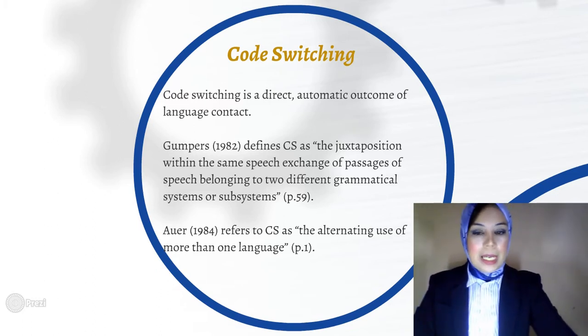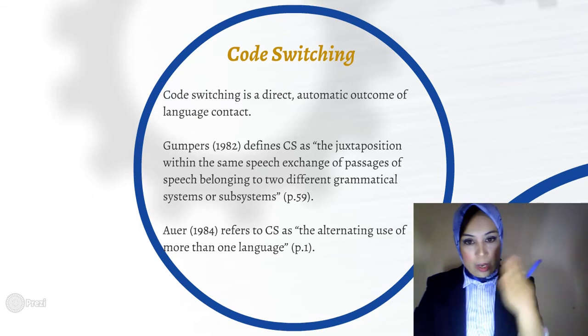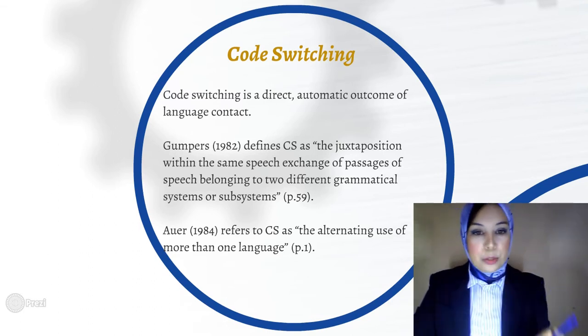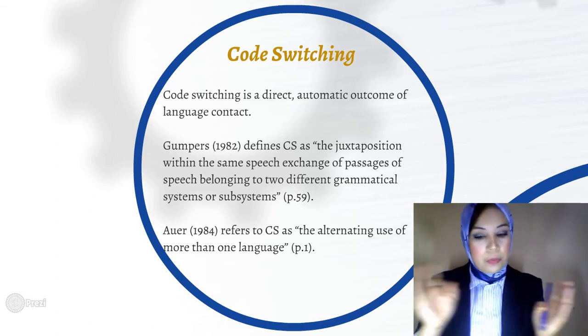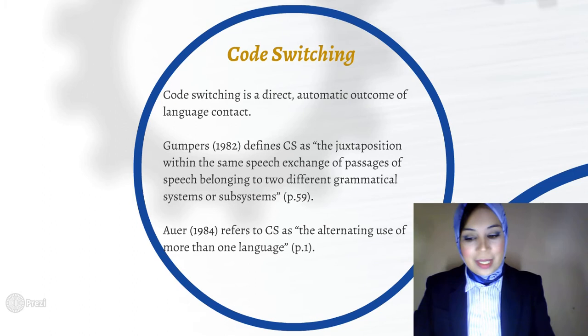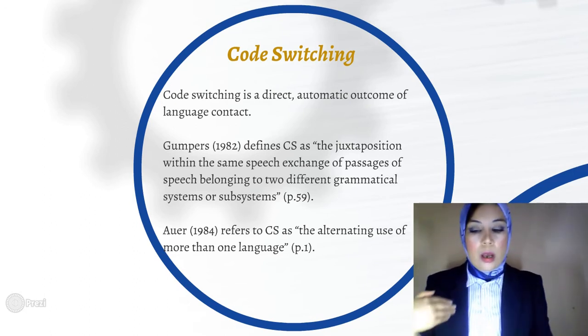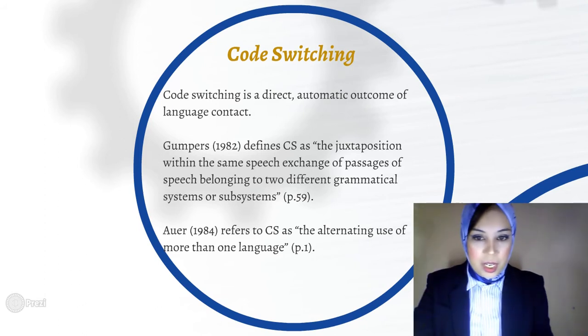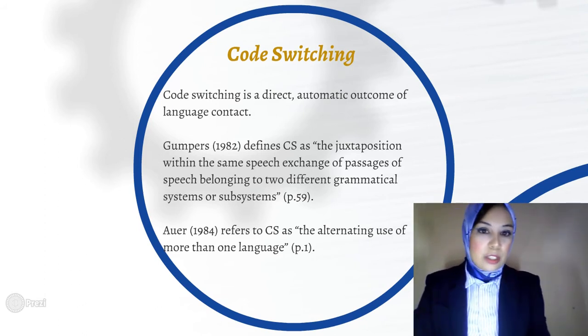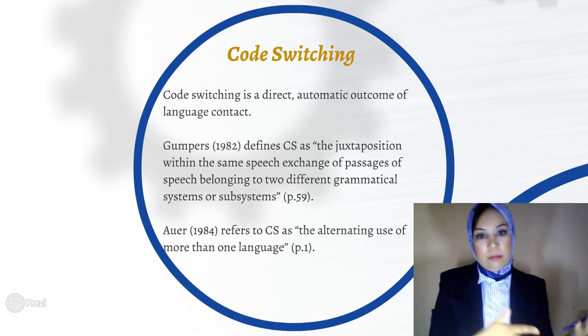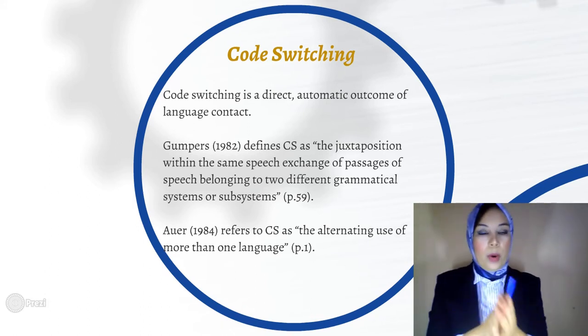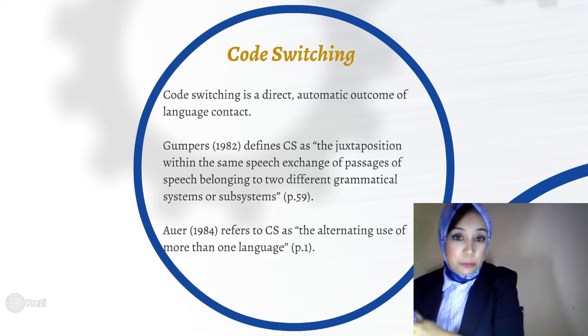For Omar, code switching is referred to as the alternating use of more than one language, which falls under the same thing that we have said: during a conversation, speakers tend to use more than their mother tongue or their L1. And it's the case of bilingual speakers such as Algerians, who are bilinguals of Arabic and French.